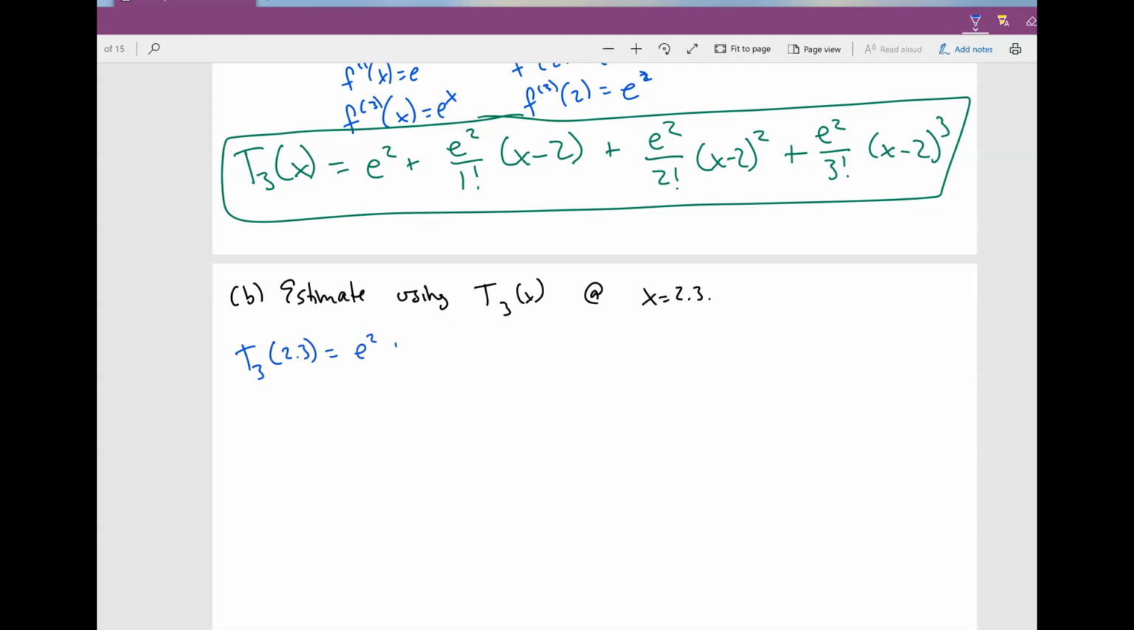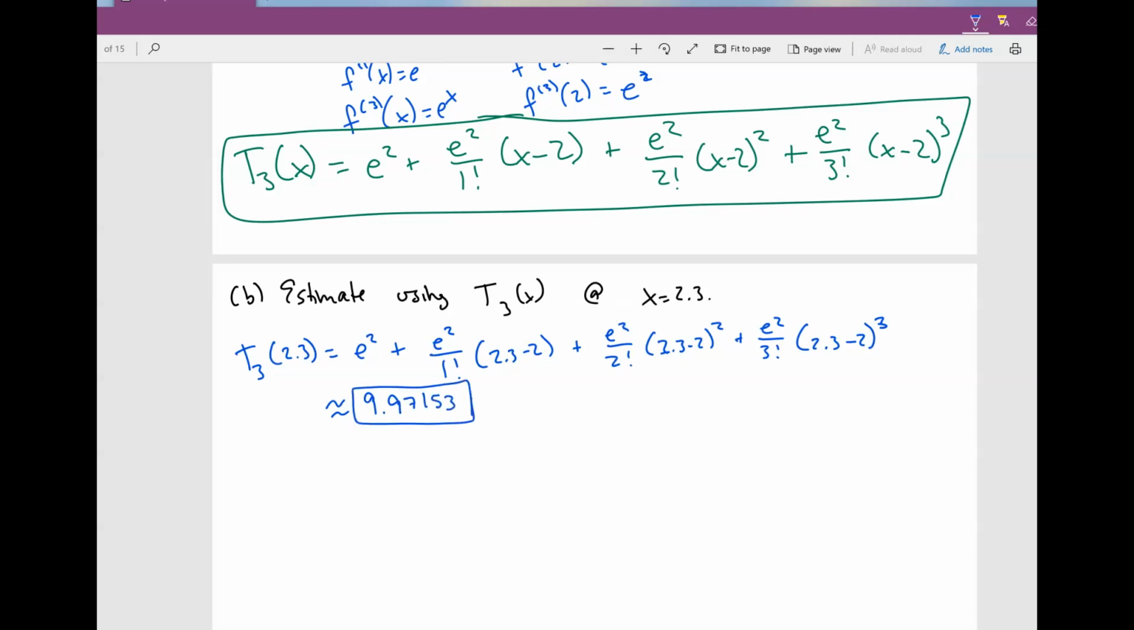So we're going to have e squared plus e squared over 1 factorial, 2.3 minus 2, plus e squared over 2 factorial, 2.3 minus 2 squared, plus e squared over 3 factorial, 2.3 minus 2 cubed. When you put this into your calculator, I end up getting 9.97153. So this Taylor polynomial gave me that.